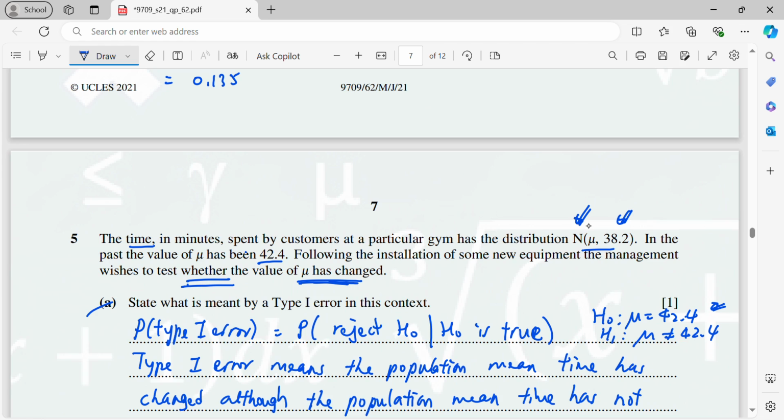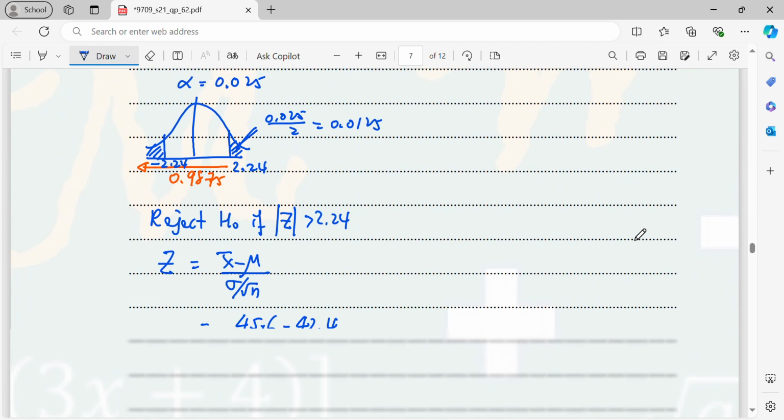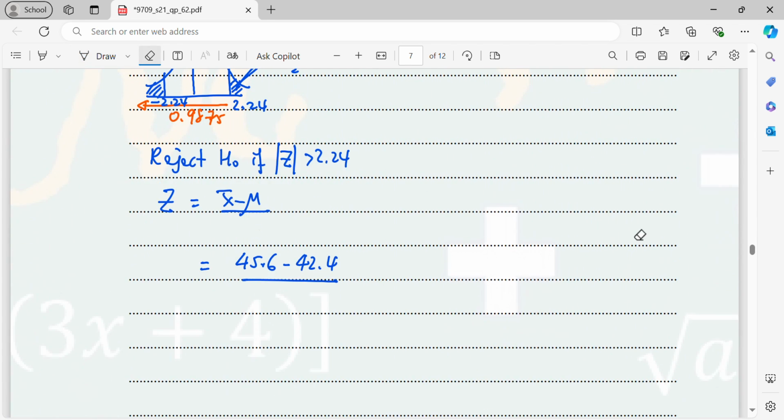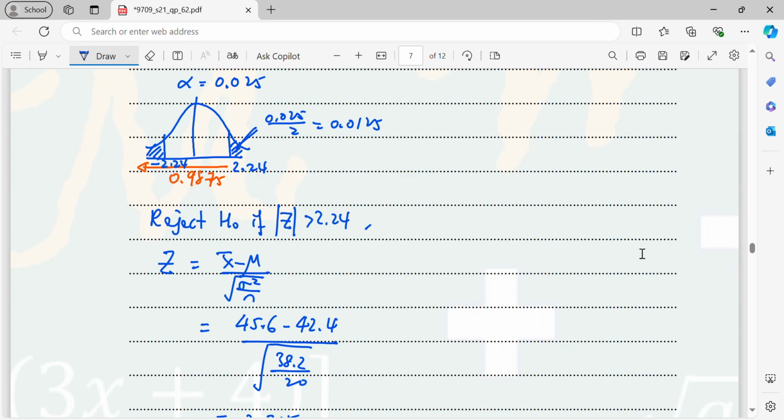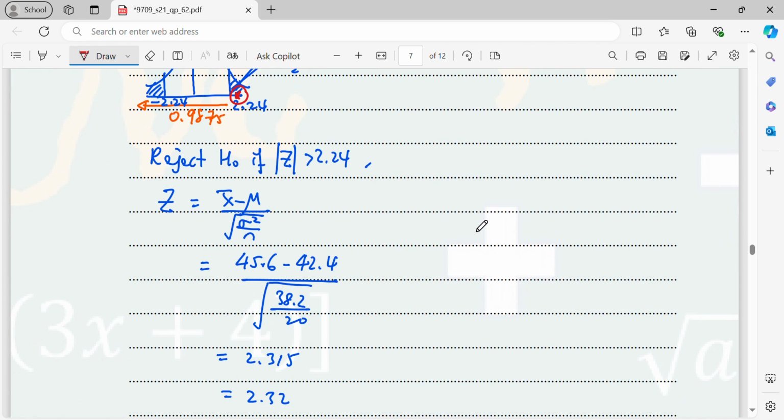Over standard deviation over square root n. Now you are given the variance. This is basically sigma squared. To get the sigma, I will just take the square root of this. So I will directly combine. You can write sigma over square root n, or you can write square root of sigma squared over n. So here I will write square root of 38.2 over 20. Then you will get 2.315, and to 3 significant figures, this is 2.32. So now you check. 2.32 is inside the rejection region because the line is 2.24. Therefore the decision is reject H0.